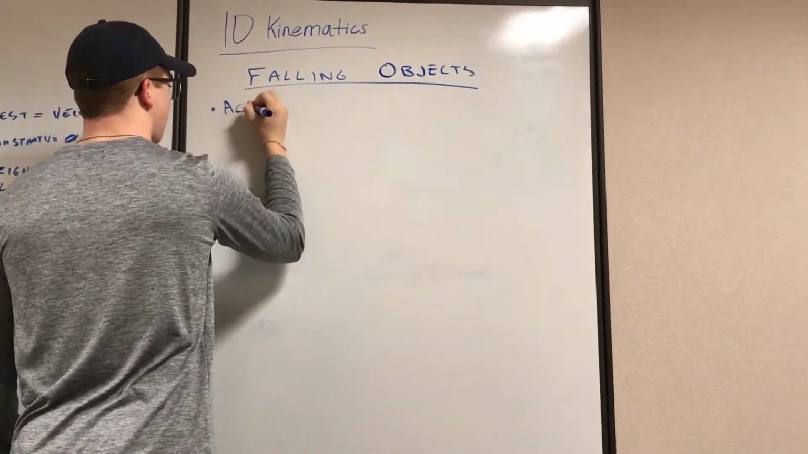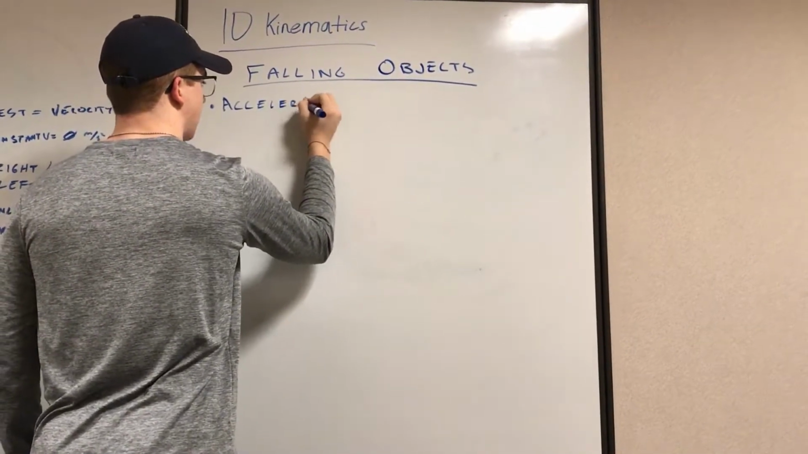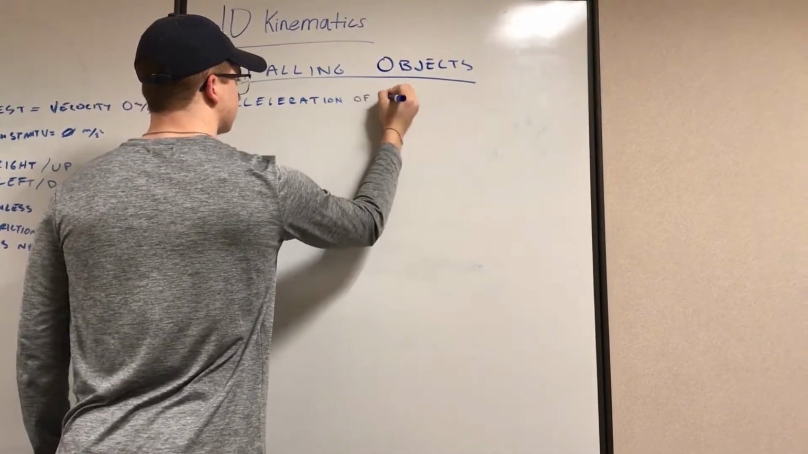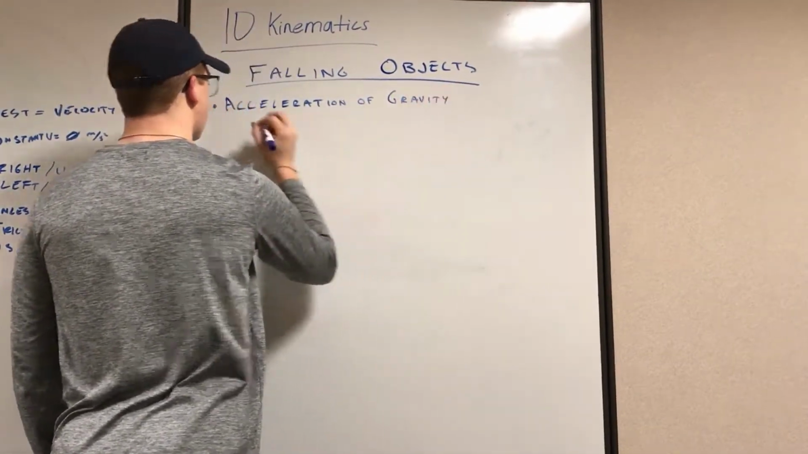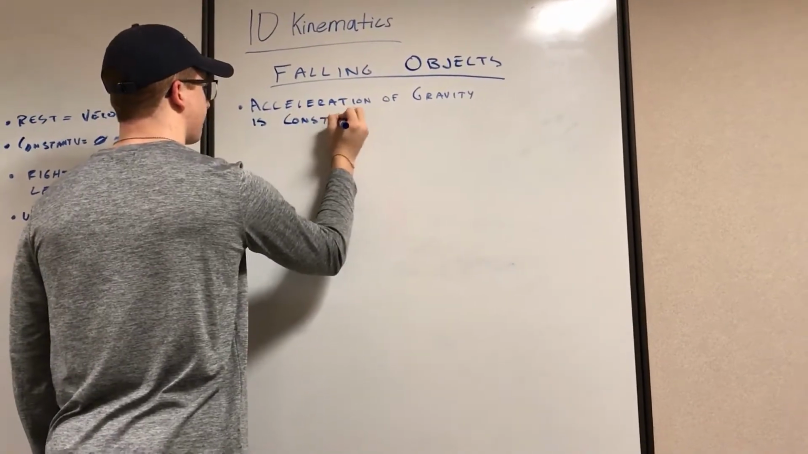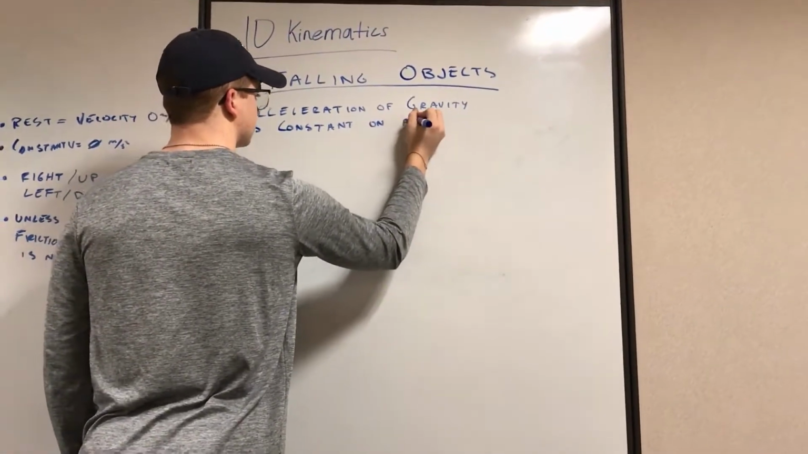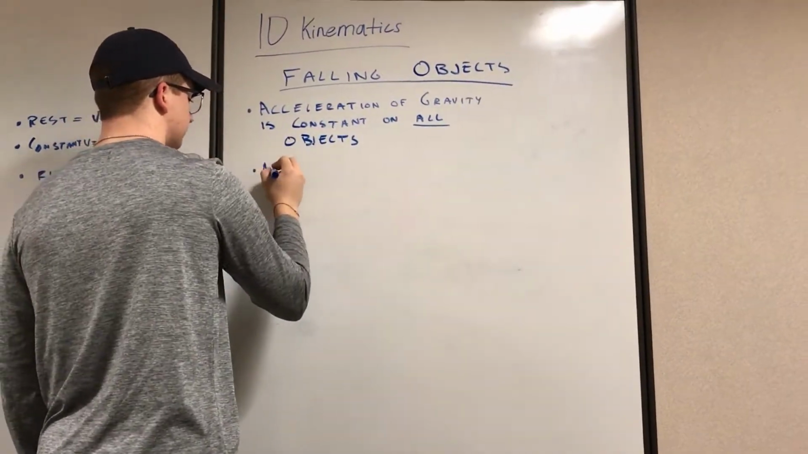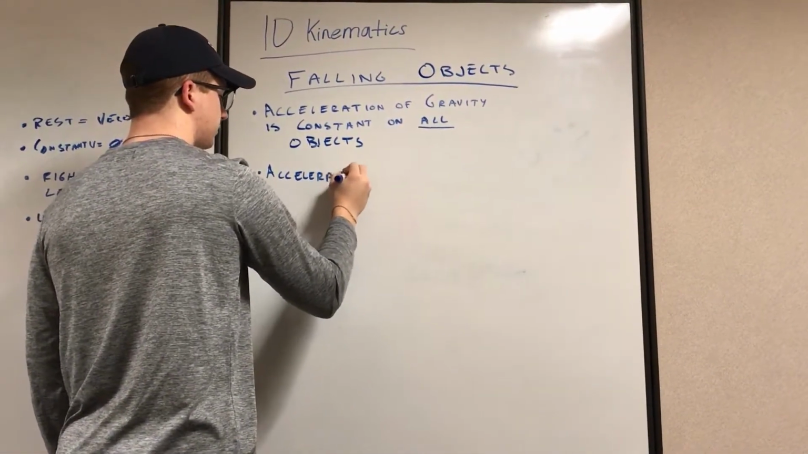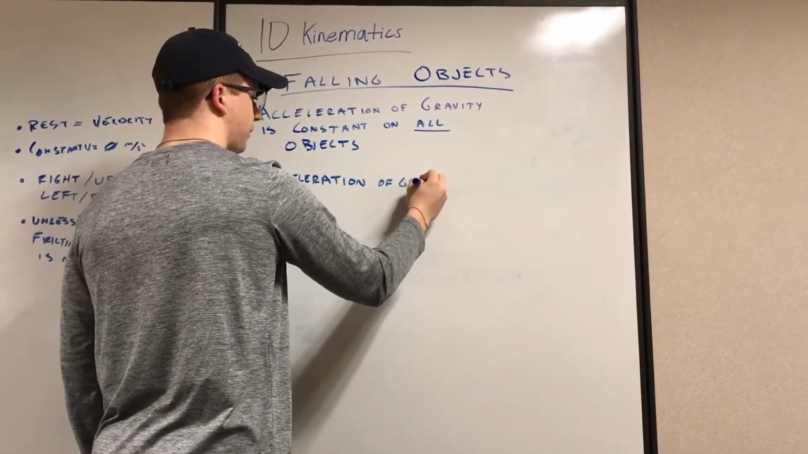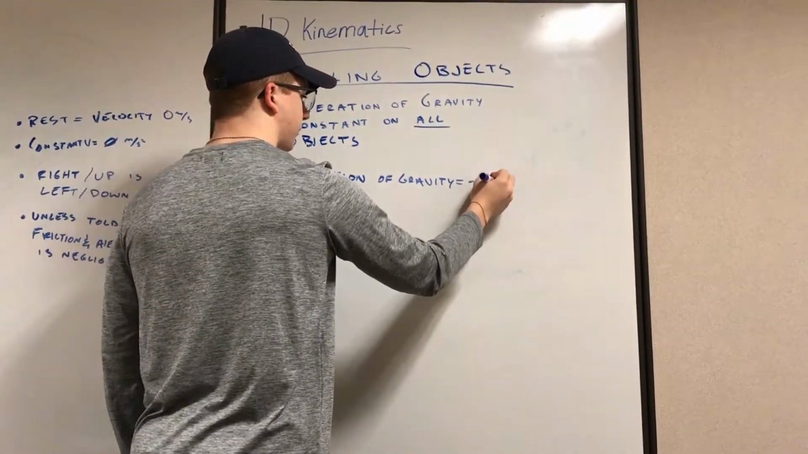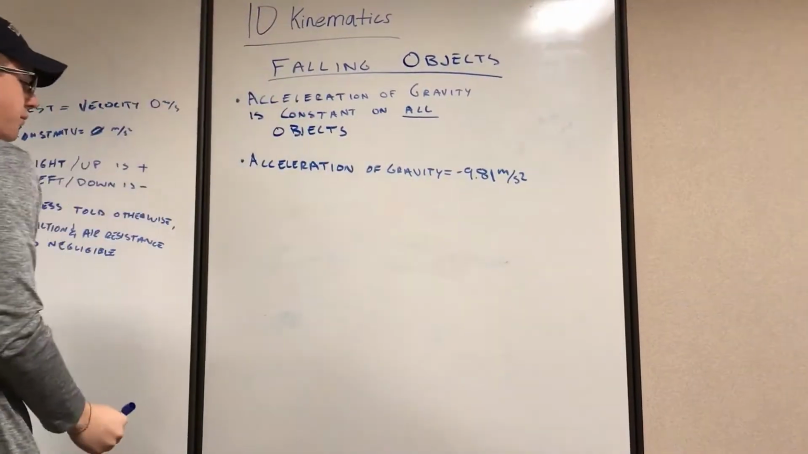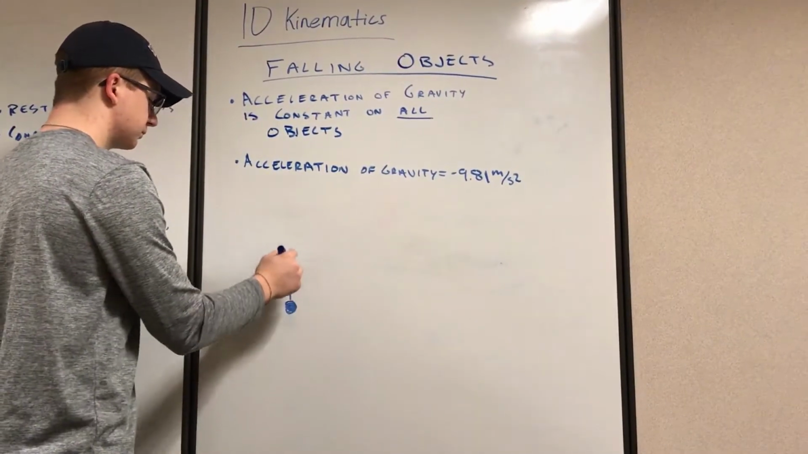The next one we're talking about is falling objects. One of the main things about falling objects is that no matter the mass of the object, the acceleration of gravity will always be the same on it. So on all objects, the acceleration of gravity is always going to be negative 9.81 meters per second squared.